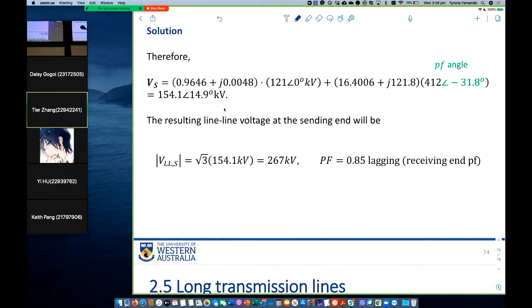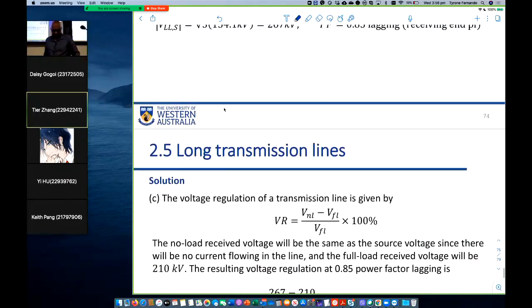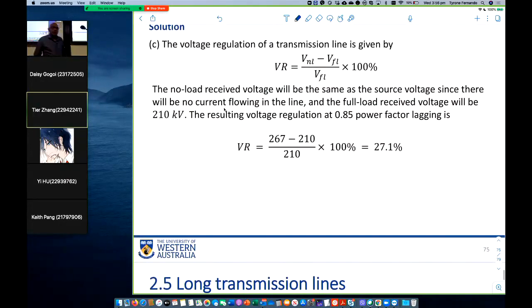Voltage regulation is defined as the no load voltage minus the full load voltage, divided by the full load voltage. So you know what no load voltage means: when I remove the load, the receiving end voltage is the no load voltage. You need to understand what no load means. That's what no load means.